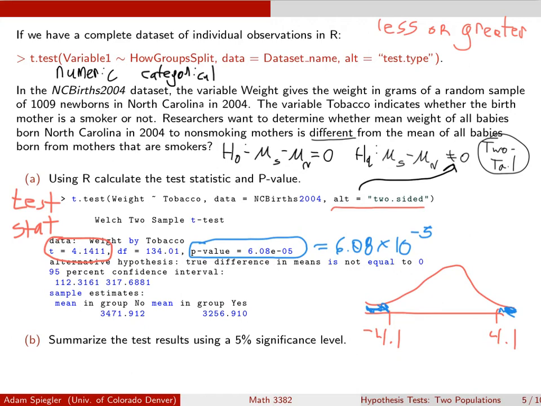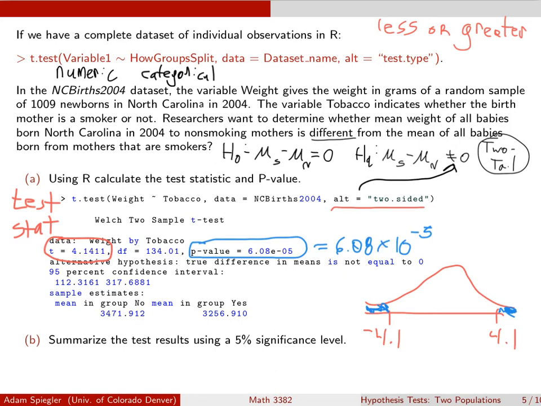And then in case you wanted to also find the 95% confidence interval, they do tell us what the cutoffs for that would be. And so that's what's given over here. It's not relevant for our test. And here we have the mean of the two groups. So this was the mean for the group no. So this is for the group that did not use tobacco. This was their weight. And here was the mean weight for the group of mothers that said they did use tobacco while they were pregnant.